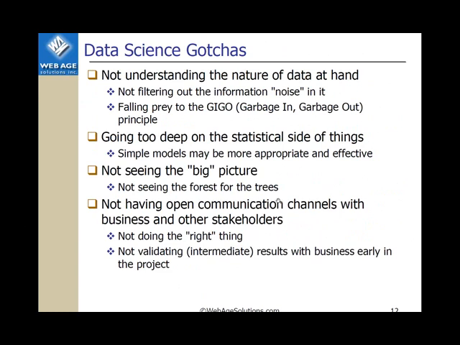Gotchas, the potential traps that you can find yourself in unknowingly: you're dealing with lots of noise, and that noise would probably result in your models overfitting the data and not giving a good representation. You would be overwhelmed with the influx of data. GIGO.